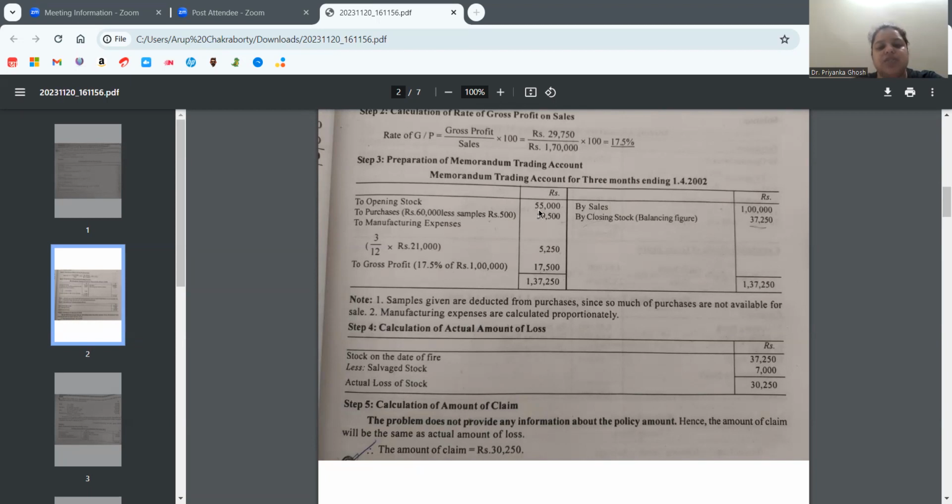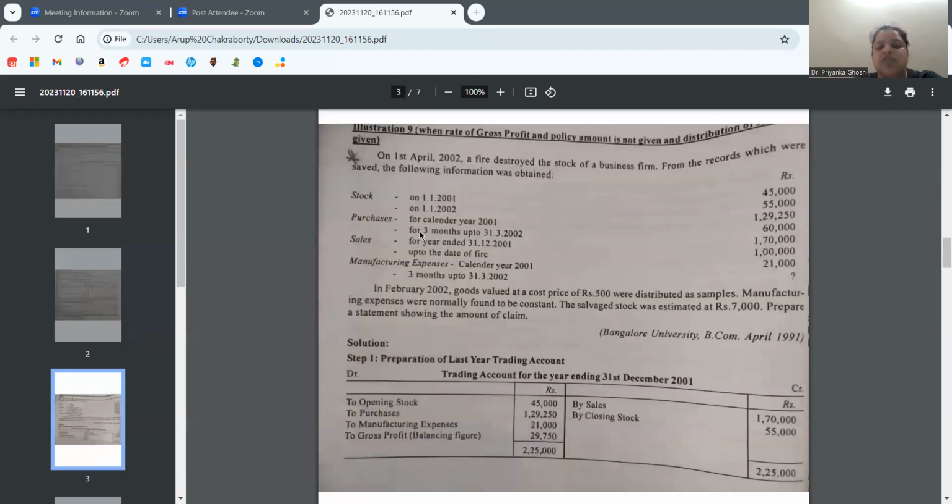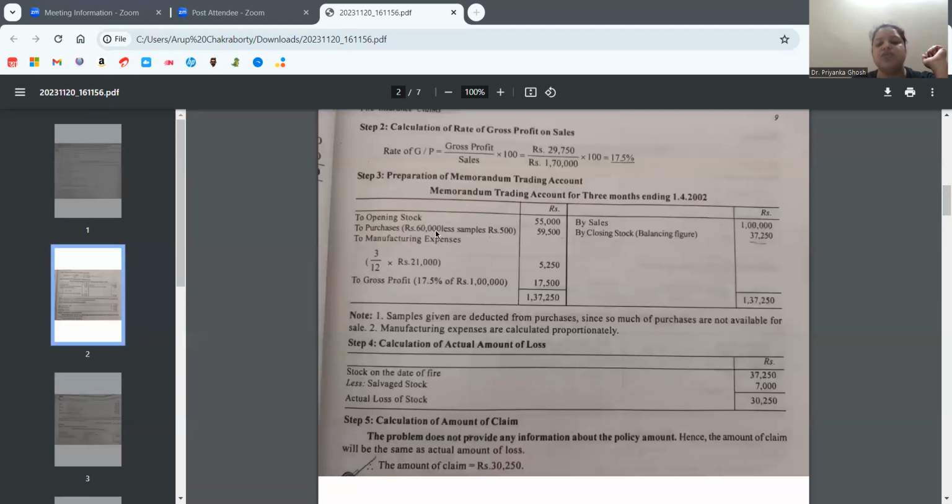Here, last year's closing stock means this year's opening stock. So opening stock we have started with 55,000 and the purchase they have given is 60,000. Please check the question. The purchase for 3 months is 60,000. Now out of this 60,000, some of the goods we have distributed for the purpose of advertisement. If you are distributing any goods for advertisement, we need to minus it from the purchase and the net amount will come to the trading account. So from 60,000, we minus 500 rupees and 59,500 has come to the trading account.